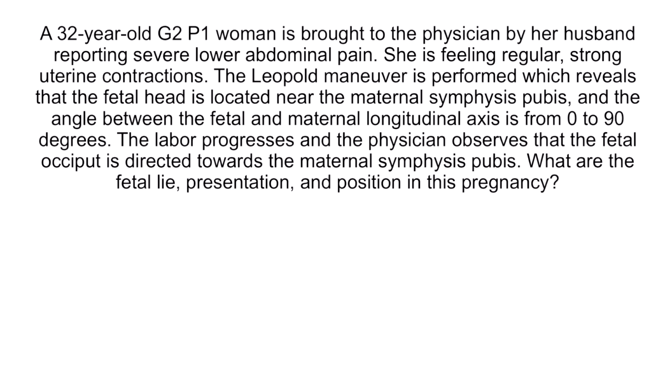A Leopold maneuver is performed, which reveals that the fetal head is located near the maternal symphysis pubis, and the angle between the fetal and maternal longitudinal axis is from 0 to 90 degrees. The labor progresses, and the physician observes that the fetal occiput is directed towards the maternal symphysis pubis. What are the fetal lie, presentation, and position in this pregnancy?